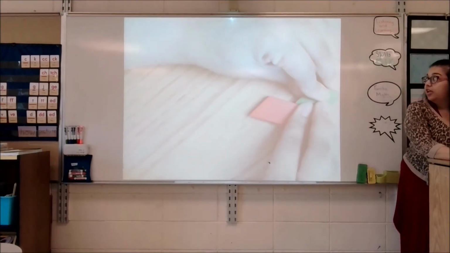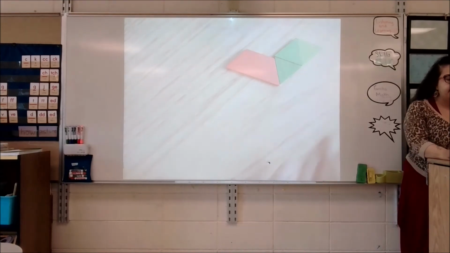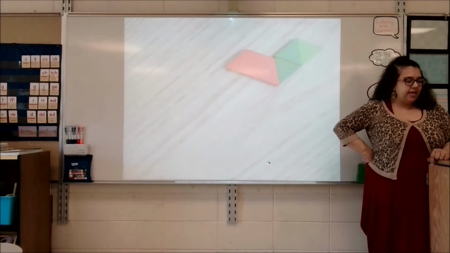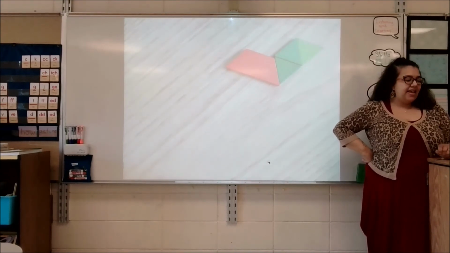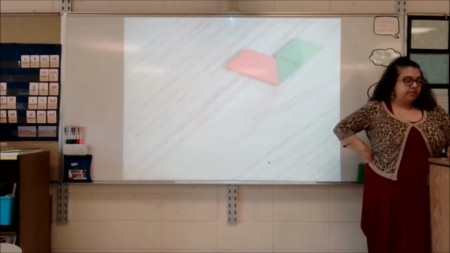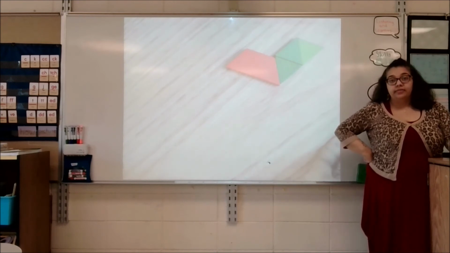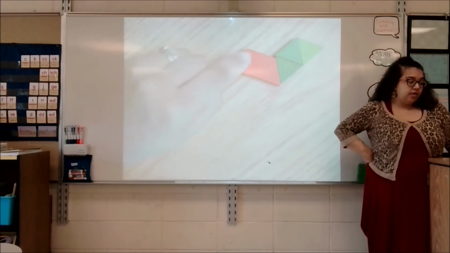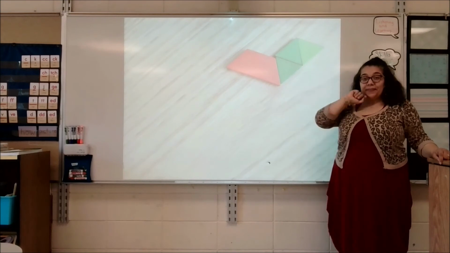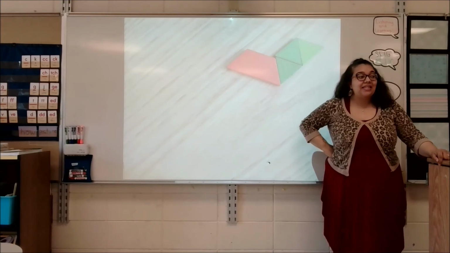Well, we've connected our shapes. Let me see if I can get it centered-ish. We've connected our shapes, side to side, corner to corner. Let's count: 1, 2, 3, 4, 5, 6. Is this technically a hexagon? 1, 2, 3, 4, 5, 6. Well, it has 6 sides. Okay, so what do we need to also check? Does it have 6 corners? Good. 1, 2, 3, 4, 5, 6. It is! This is technically a hexagon. This is a 6-sided shape with 6 corners. This is in fact a hexagon.